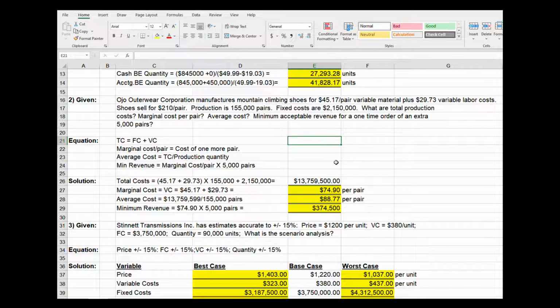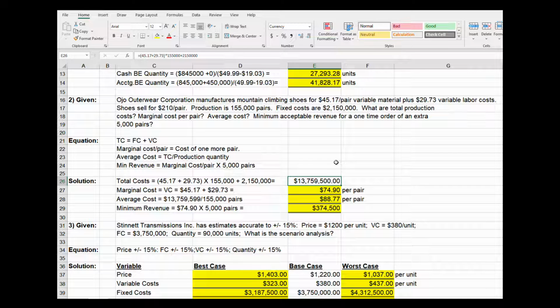Equation: total cost is fixed plus variable. Marginal cost is the cost of one more pair. Average cost is total cost over the production quantity, and minimal acceptable revenue for 5,000 pairs is the contribution margin cost per pair times 5,000 pairs. So that should be marginal cost per pair times 5,000 pairs.